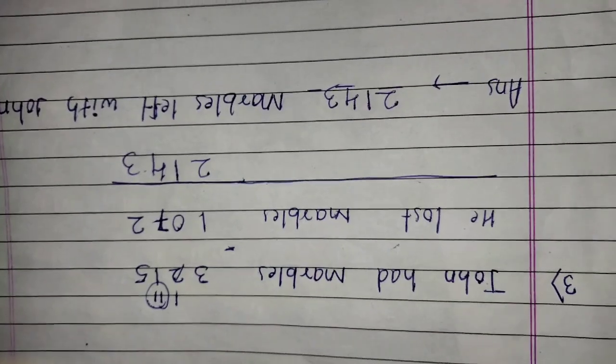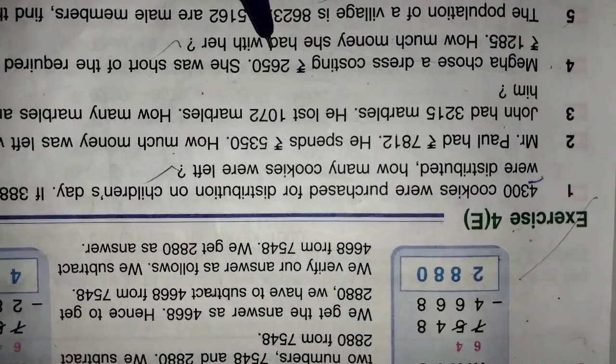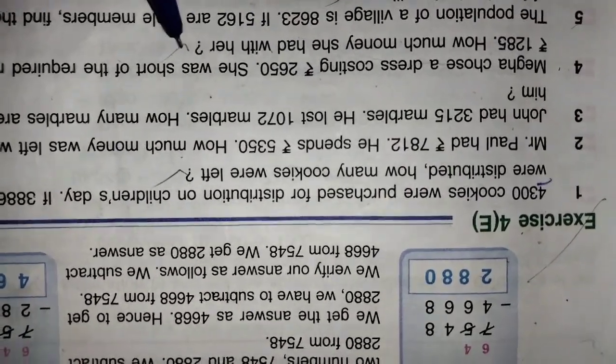Now we'll go for the fourth solution. Megha chose a dress costing rupees 2,650. She was short of the required money by rupees 1,285. How much money did she have with her? Now listen here children carefully. Megha chose a dress costing 2,650. That is the total cost of that dress, and she was short of the required money.